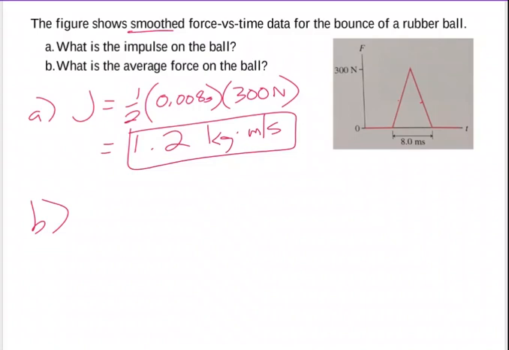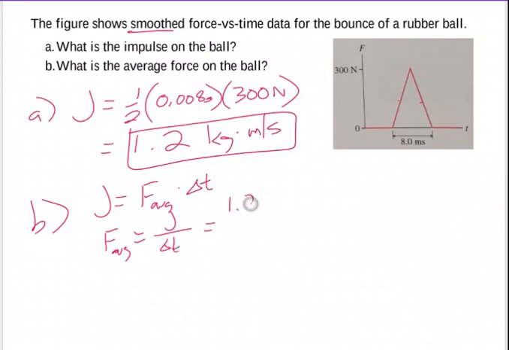So we remember that formula that we just saw. Impulse J equals F average times delta T. Well, we just calculated the impulse and they're looking for average force. So we would solve for average force, divide both sides by delta T. So we have average force equals impulse divided by delta T.